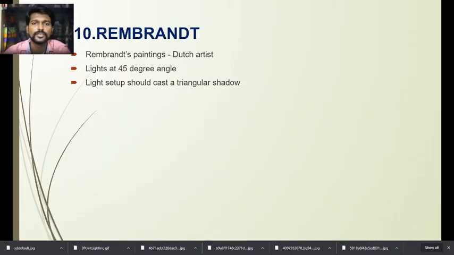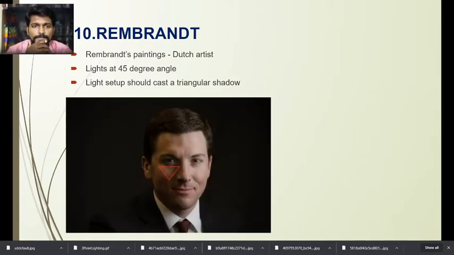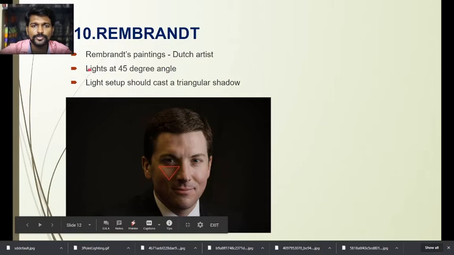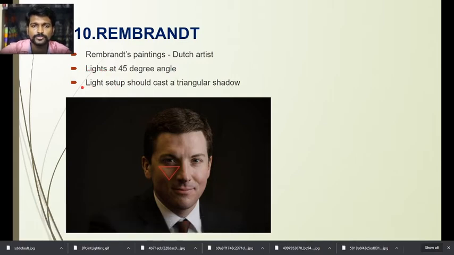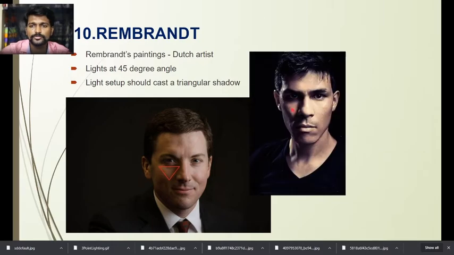Tenth one, Rembrandt lighting. It's a very interesting type of lighting. Rembrandt paintings were very famous in ancient days; he was a Dutch artist, and his paintings are very famous for this type of lighting. I'll show you an example. The light is at a 45-degree angle and the setup should cast a triangle shadow. This is like side lighting: it comes from one side and creates a triangle of light on the cheek. This is one example.